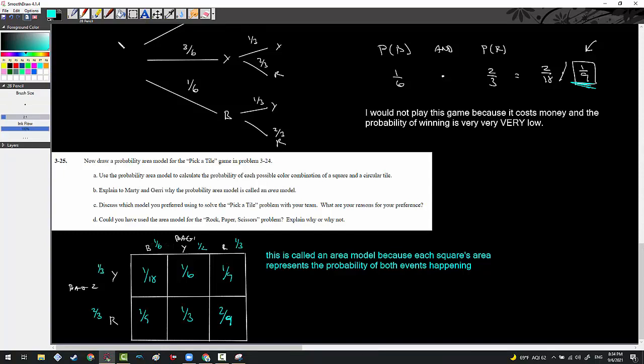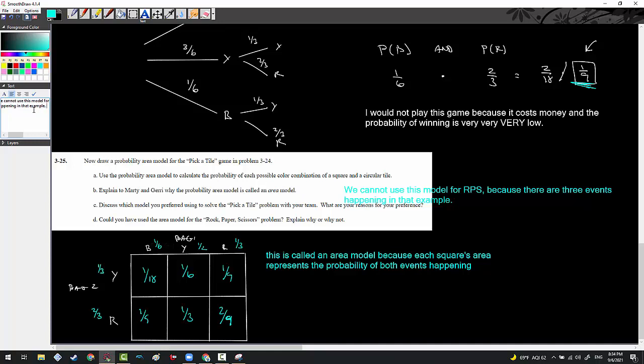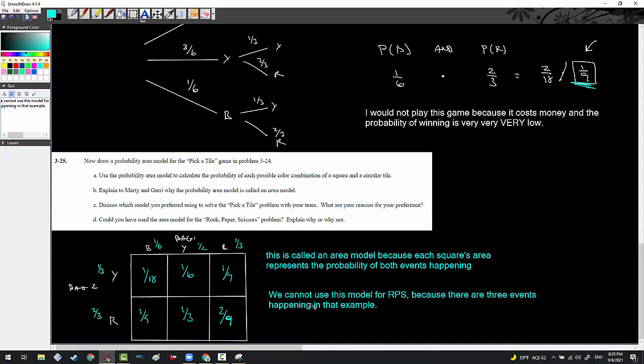And then, could you have used the area model for the rock, paper, scissors problem? Why or why not? That's actually a really important question. We cannot use this model for rock, paper, scissors because there are 3 events happening in that example. And the area model is good for two-way probability, right? 2 things happening, 2 bags, and that's it.